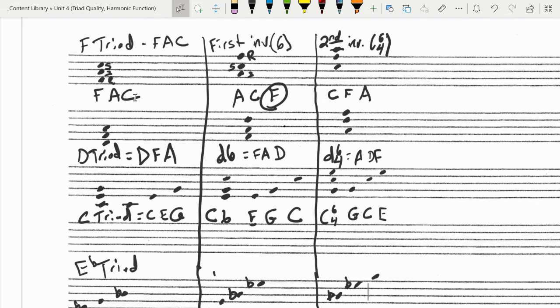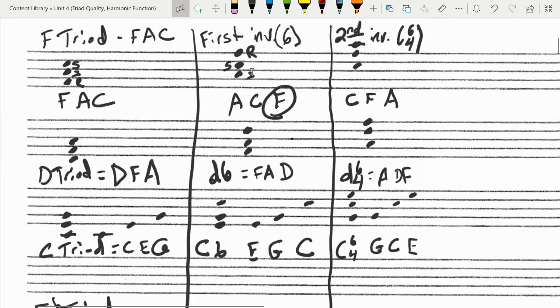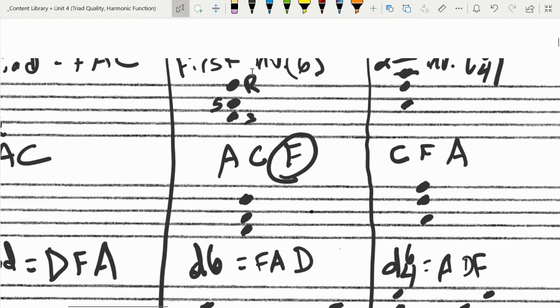In this case, it's major because we have an F-A major third, and then F to C is a perfect fifth. So this is an F major triad. This would be an F major 6, meaning it's still an F chord because we still have the same 3 notes, F, A, and C, but now the A, which is the third of the chord, is in the bottom. Okay, and then if we flip it over again, now we have C, F, A.